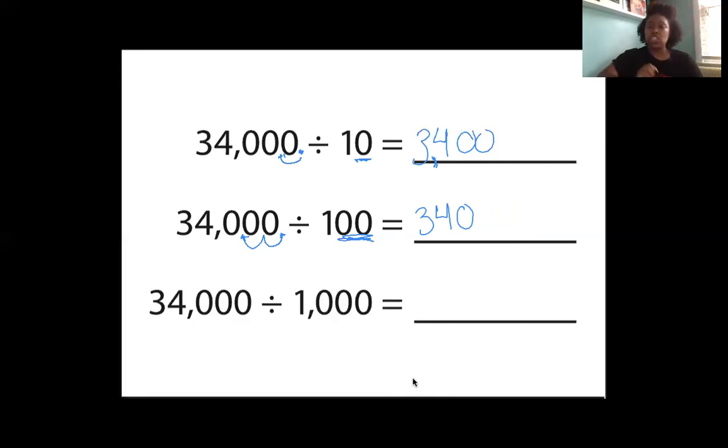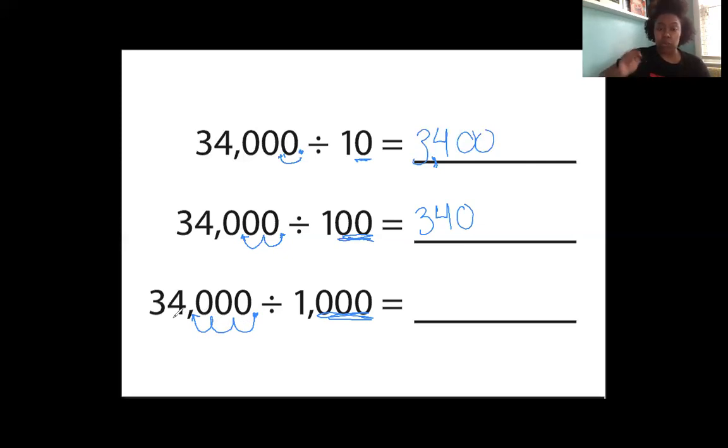Okay, so that's just 340. Okay, now let's look at this next one. 34,000 divided by 1,000. Well, 1,000 has 3 zeros. So we're going to take that invisible decimal that's right there at the end, and we're going to move it 3 times. 1, 2, 3.